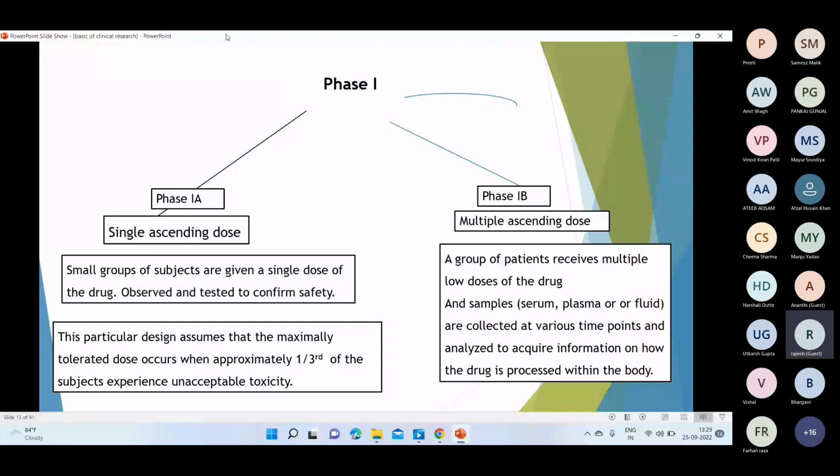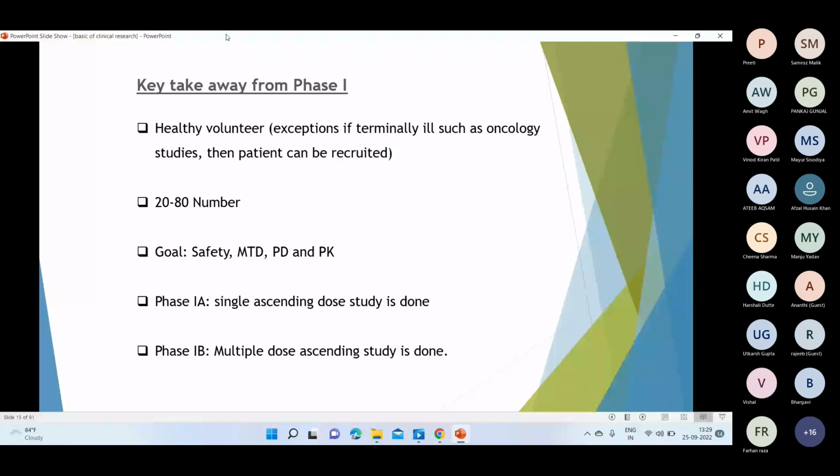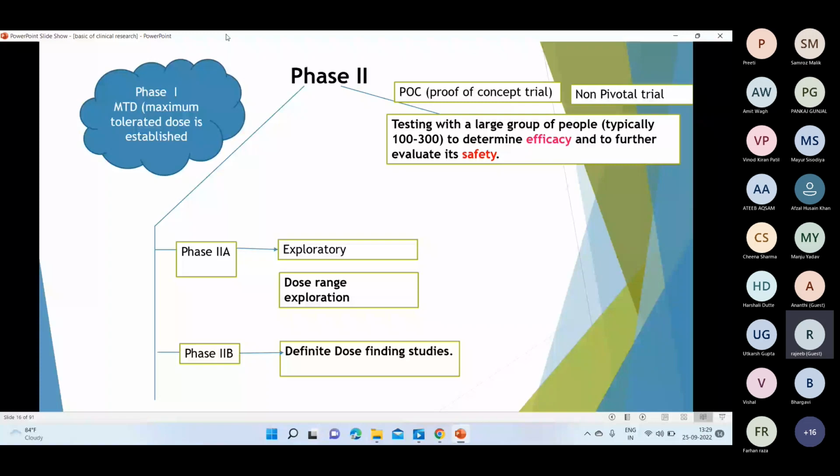So coming to phase 2. After phase 1, if results are desirable, then the drug molecule will be tested in phase 2 trial. So what is phase 2 trial? Phase 2 trial is also called proof of concept trial, POC trial. Okay, they are non-pivotal trials.